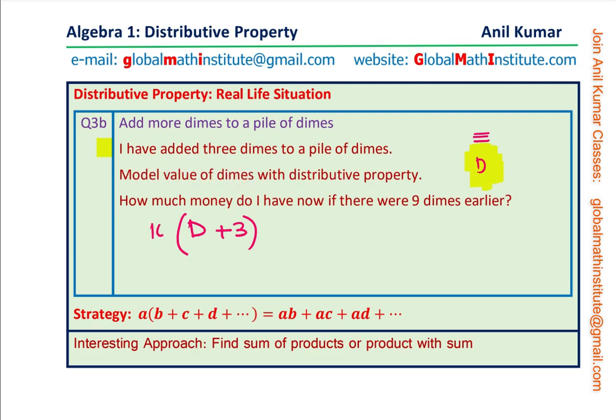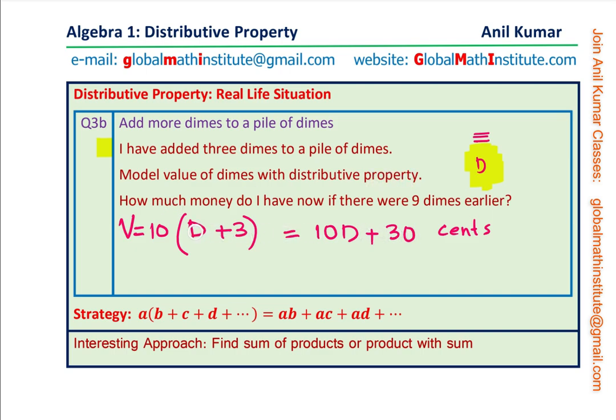Each dime is how many cents? 10 cents, right? So that becomes the value. Do you see the value? So we say the value is that much amount. So 10 times (D plus 3). So you see now we have used this distributive property. We can say now the value could be 10D, right, plus 30. In cents, of course, correct. Okay. So we are saying model the value of dimes. So this is the value of dimes with the distributive property.